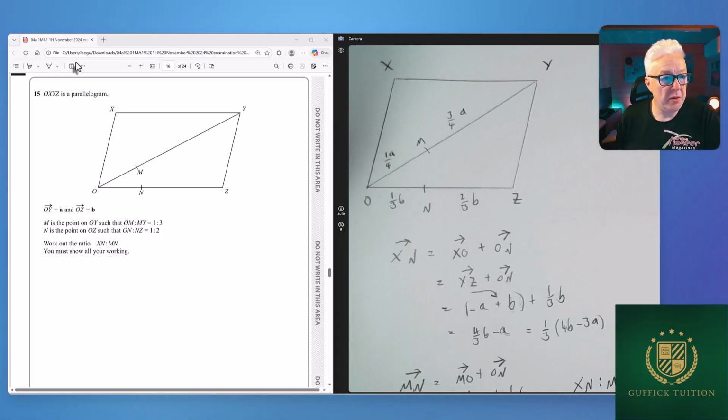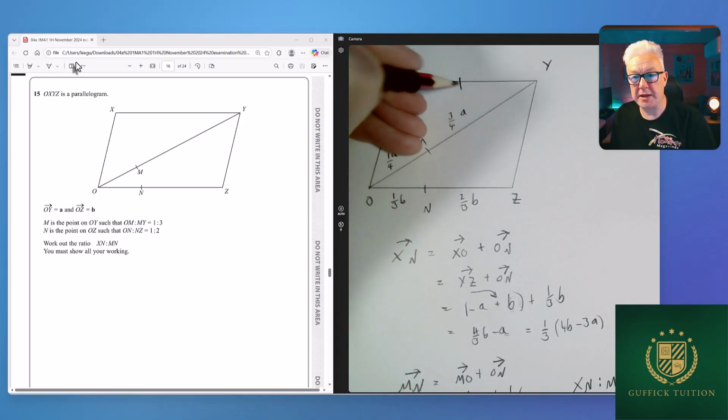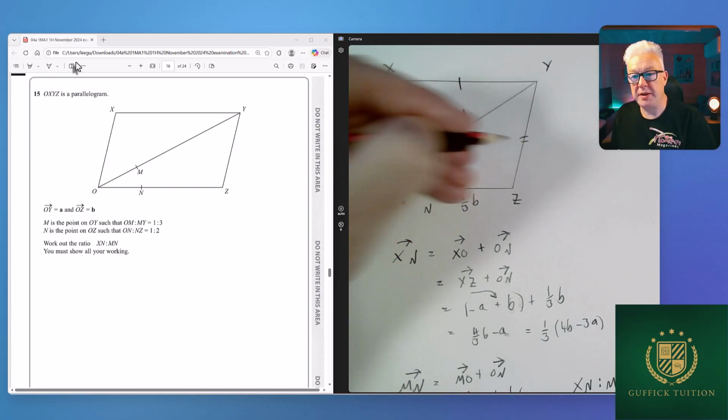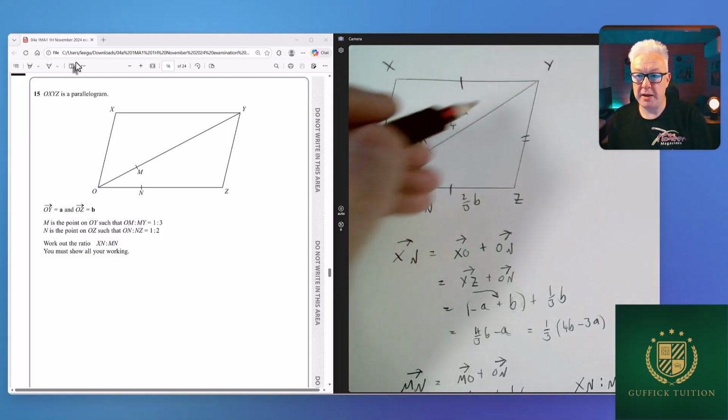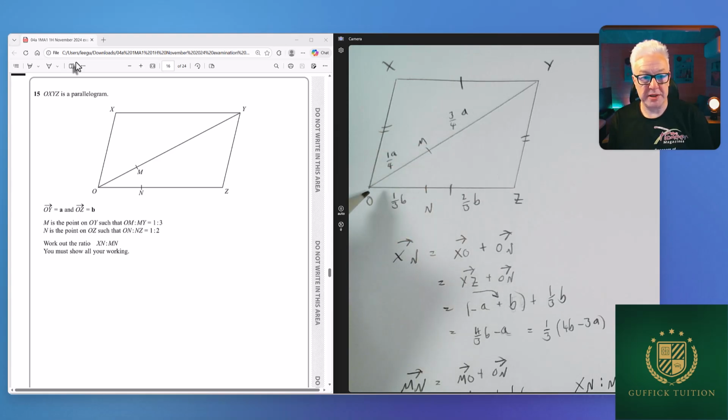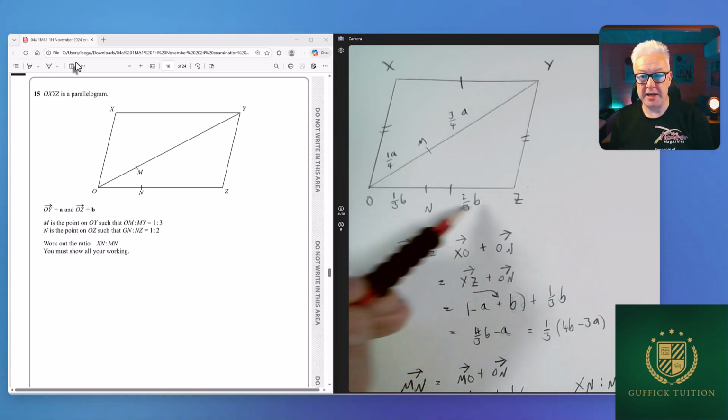So it says OXYZ is a parallelogram. Okay, so we know that that side is parallel to that one, and this side is parallel to this side. O to Y is A, so going from there to there is A. Going from O to Z is B, so from there to there is B.